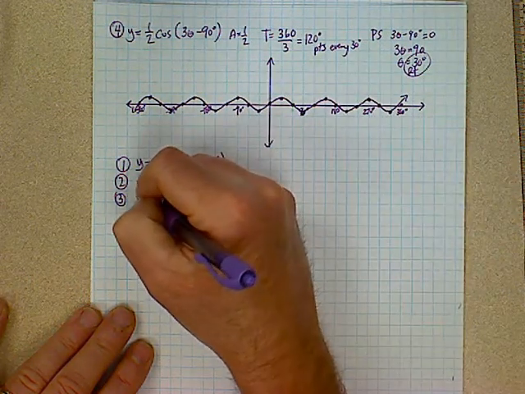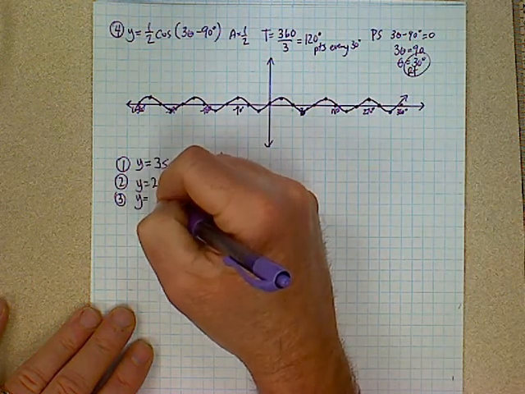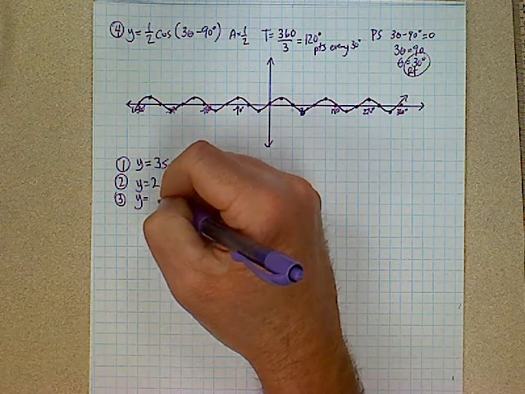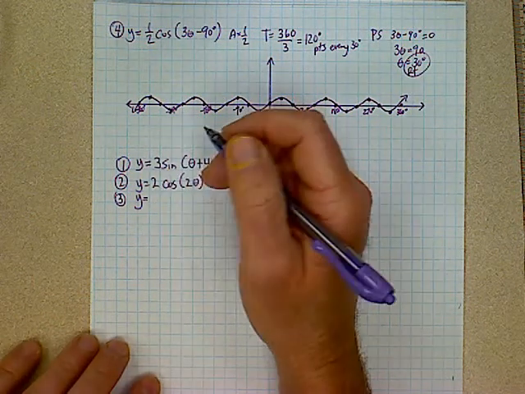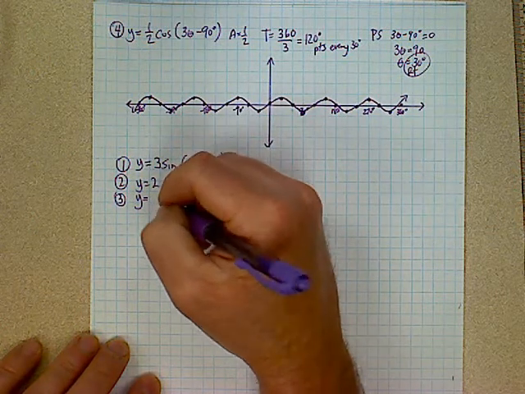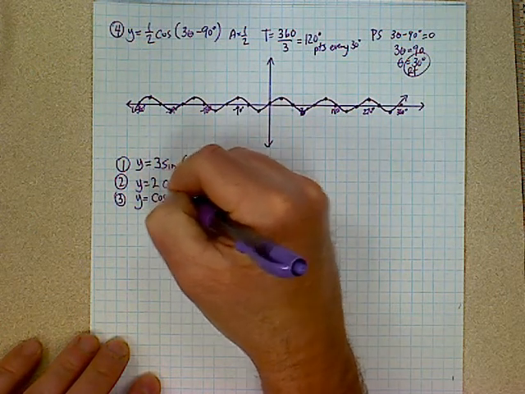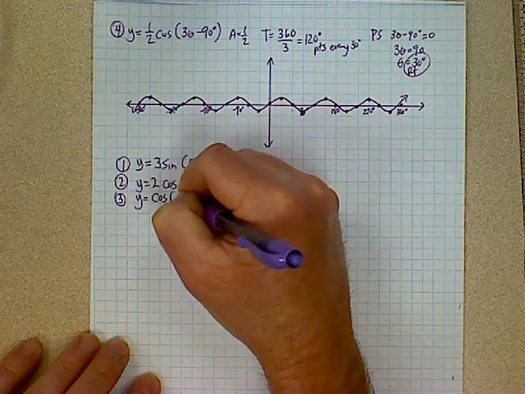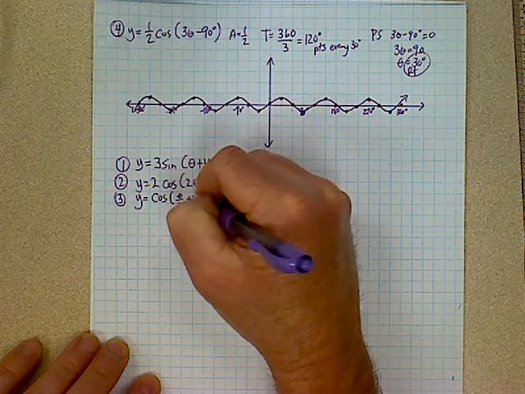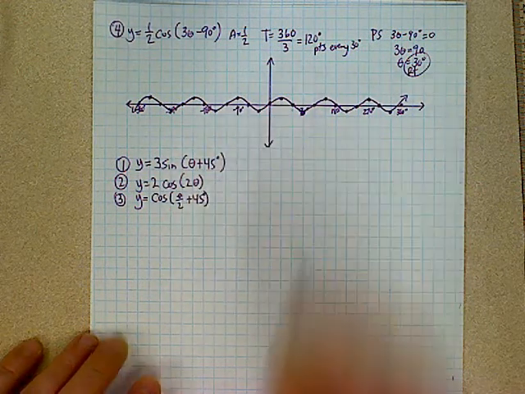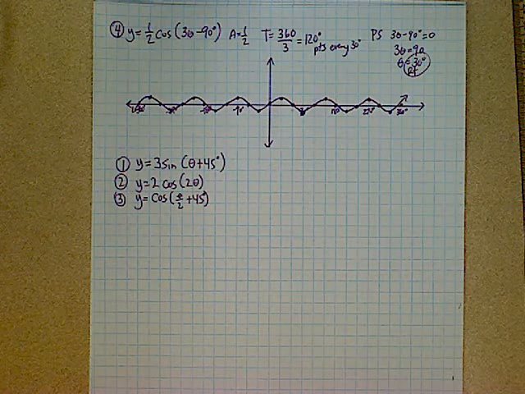And lastly, I want you to graph y equals, hopefully my computer didn't shut off. It just went dark there for a second. You can still see it though. Y equals cosine of theta divided by 2 plus 45 degrees. Okay, so again, those three I want you to graph.